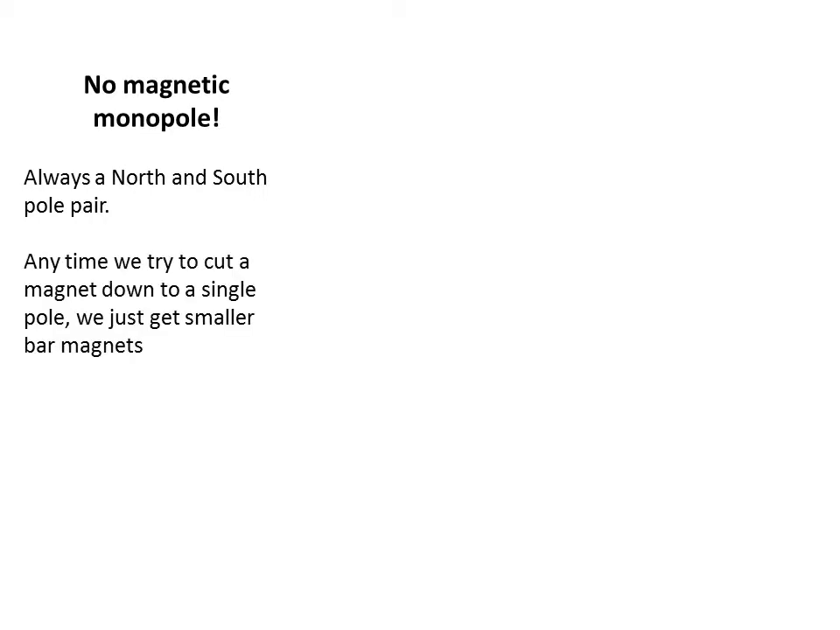Well, there is no magnetic monopole. You can't get a north pole by itself or a south pole by itself. There's always a north-south pole pair. Anytime we try to cut a magnet down to a single pole, we just get smaller and smaller bar magnets.